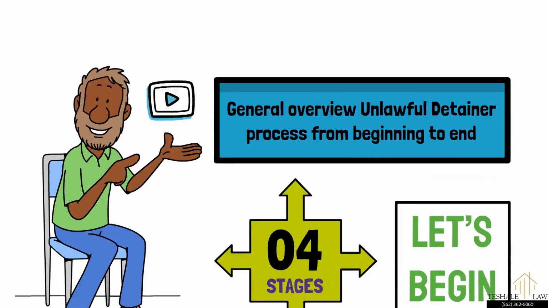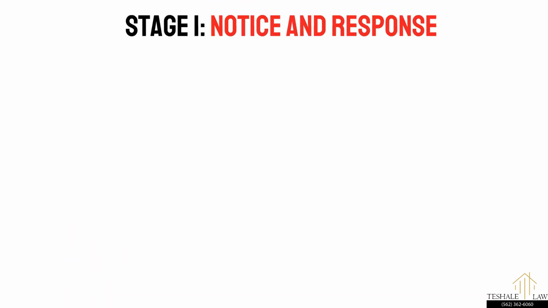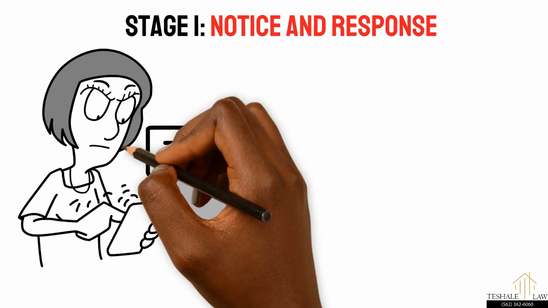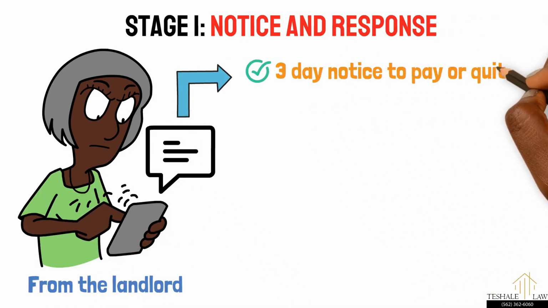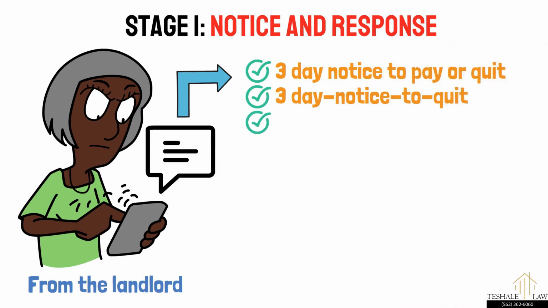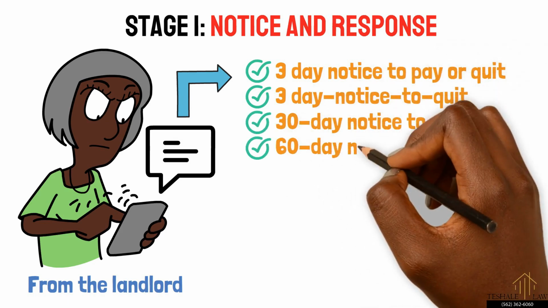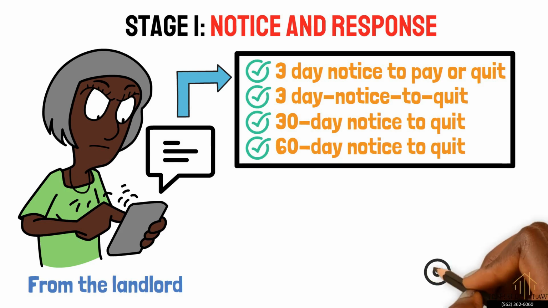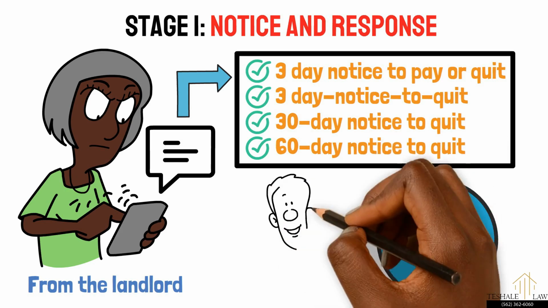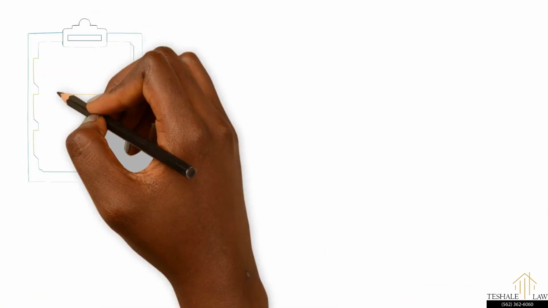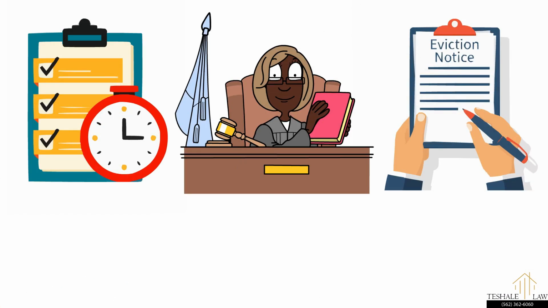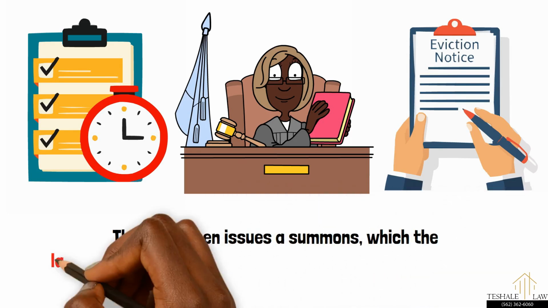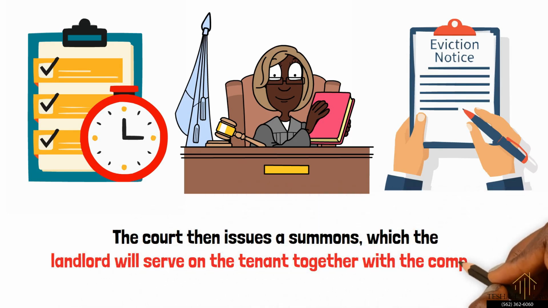Let's begin. Stage 1. Notice and response. Generally, an eviction will begin with a notice to the tenant from the landlord. Typically, this can be a 3-day notice to pay or quit, a 3-day notice to quit, a 30-day notice to quit, or a 60-day notice to quit. The notice will generally indicate on what basis the landlord is seeking to evict you. After the time period in the notice expires, the landlord will officially file the eviction papers with the court. The court then issues a summons, which the landlord will serve on the tenant together with the complaint.